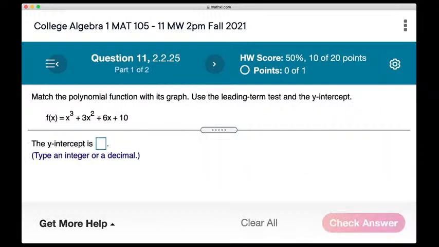So the y-intercept, again, this is why I prefer to do the y-intercept first over the x-intercept, because a lot of these you can just look and get it quickly. If you replace the x with 0, you see the answer right here. The y-intercept is 10.